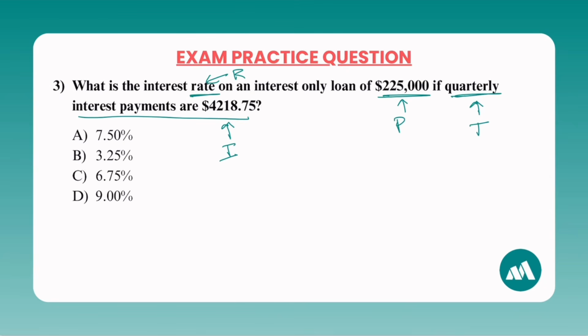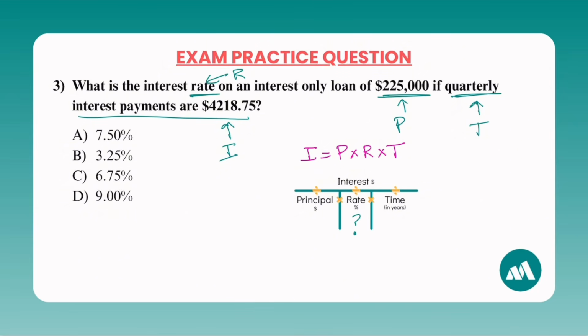So that means that we are going to use the formula I equals P times R times T. I have a new T chart for this kind of formula, which is easier to use. Here is the T chart for this type of formula. Now, let's plug in what we know. They're wanting to know the interest rate. So that's our question mark here. We see that this $225,000 is our principal. So that goes in this column.